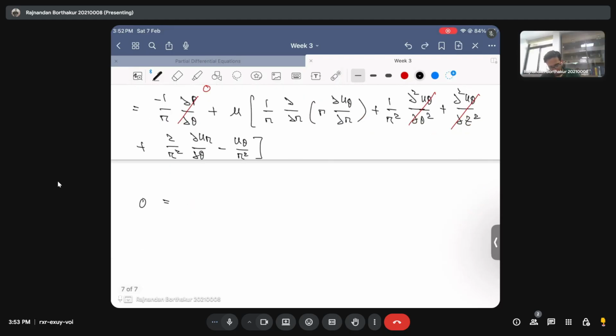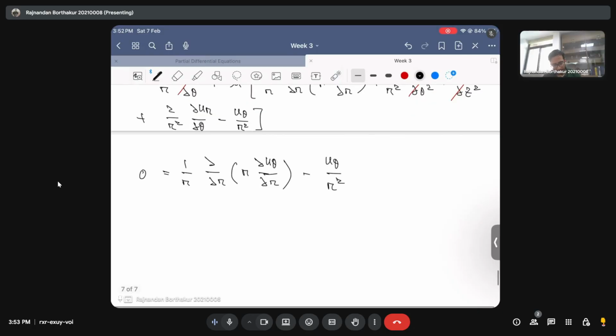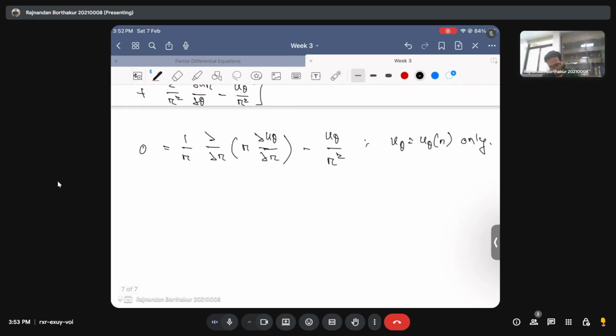So it is 0 equal to 1 upon r times ∂/∂r of r times ∂u_θ/∂r, minus u_θ by r squared. But I know that my u_θ is just a function of r only, which means I can replace the partial derivatives with total derivatives. So it is d/dr of r times du_θ/dr, minus u_θ by r squared.